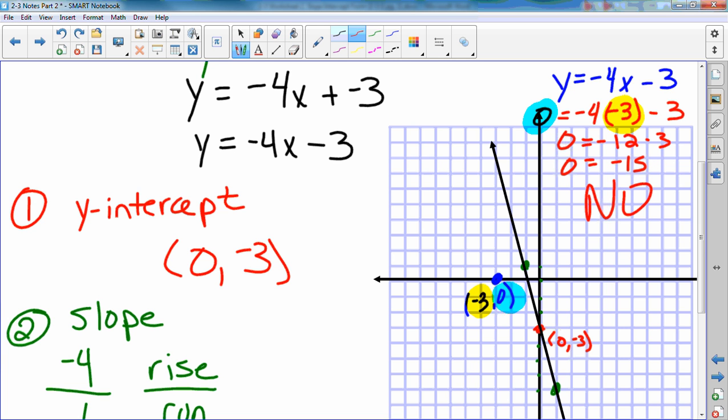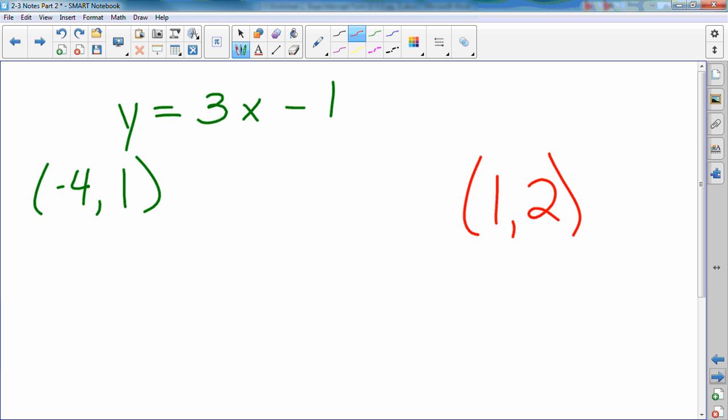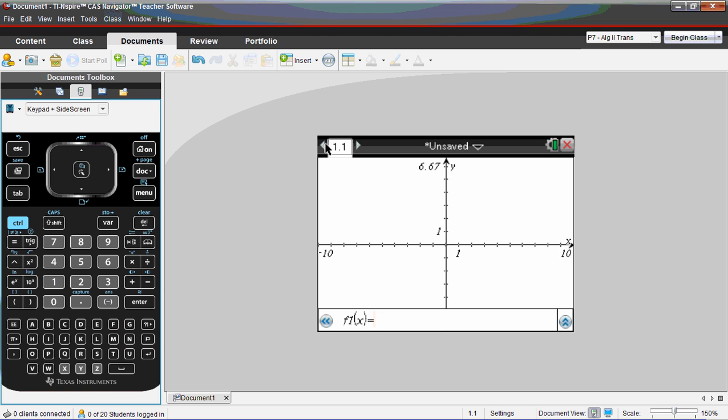So if you understand, I want you to try this. Y equals 3x minus 1. Plug both of them in and tell me which one of the two falls on the line and which one doesn't. Don't say it out loud. Just do it at your seat and see if you get the same answer that I do. Okay, now I'm going to show you which one does and which one doesn't.